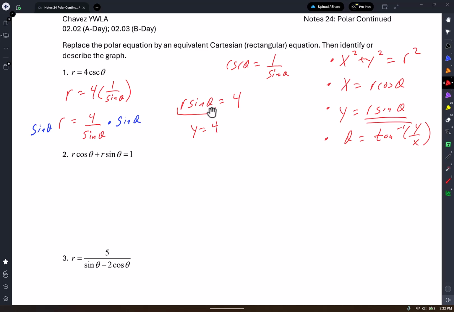So how does this look? If I have a grid, x and y axis, here's how it looks. That's a 4. It's just a horizontal line. So you can say this is either y equals 4, or you can say this is r equals 4 cosecant theta. Both will graph the same thing. You got to be in polar mode to graph the 4 cosecant theta. How do we feel, guys? Do we feel okay? Do we understand what we're doing?